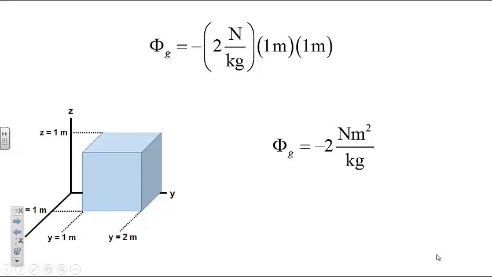Since the gravitational field is constant, the magnitude of the gravitational flux is equal to the product of the area of the surface and the component of the gravitational field perpendicular to that surface. The negative sign indicates that the gravitational field and surface area vectors point in opposite directions. In other words, the gravitational field is pointing into the cube at this surface.